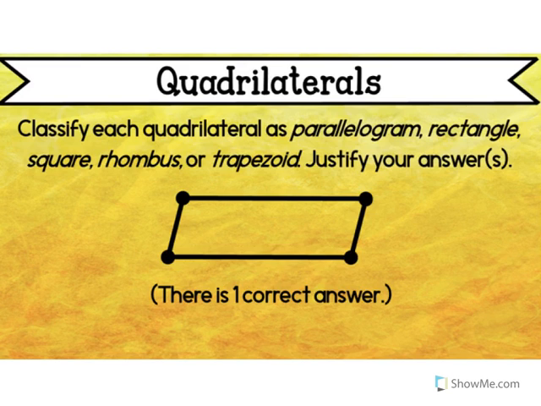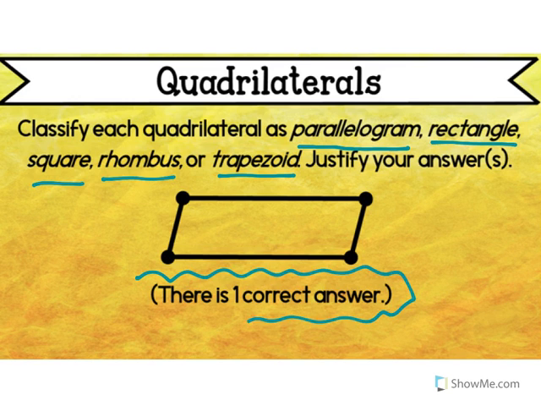So we are going to look at this. We're going to classify quadrilaterals now. So it's either going to be a parallelogram, a rectangle, a square, a rhombus, or a trapezoid. And we need to justify our answer. So we're going to look at each one and figure it out. It says there's only one correct answer. So let's go through each one and make sure.